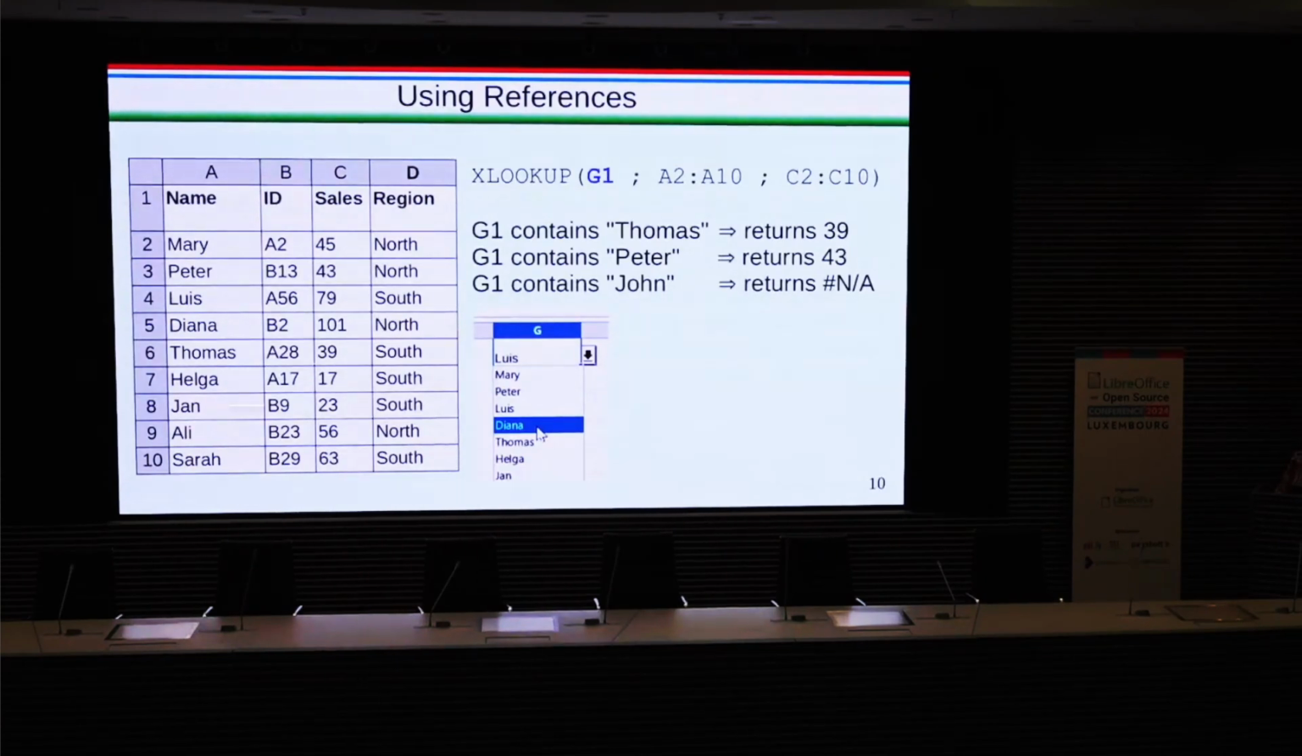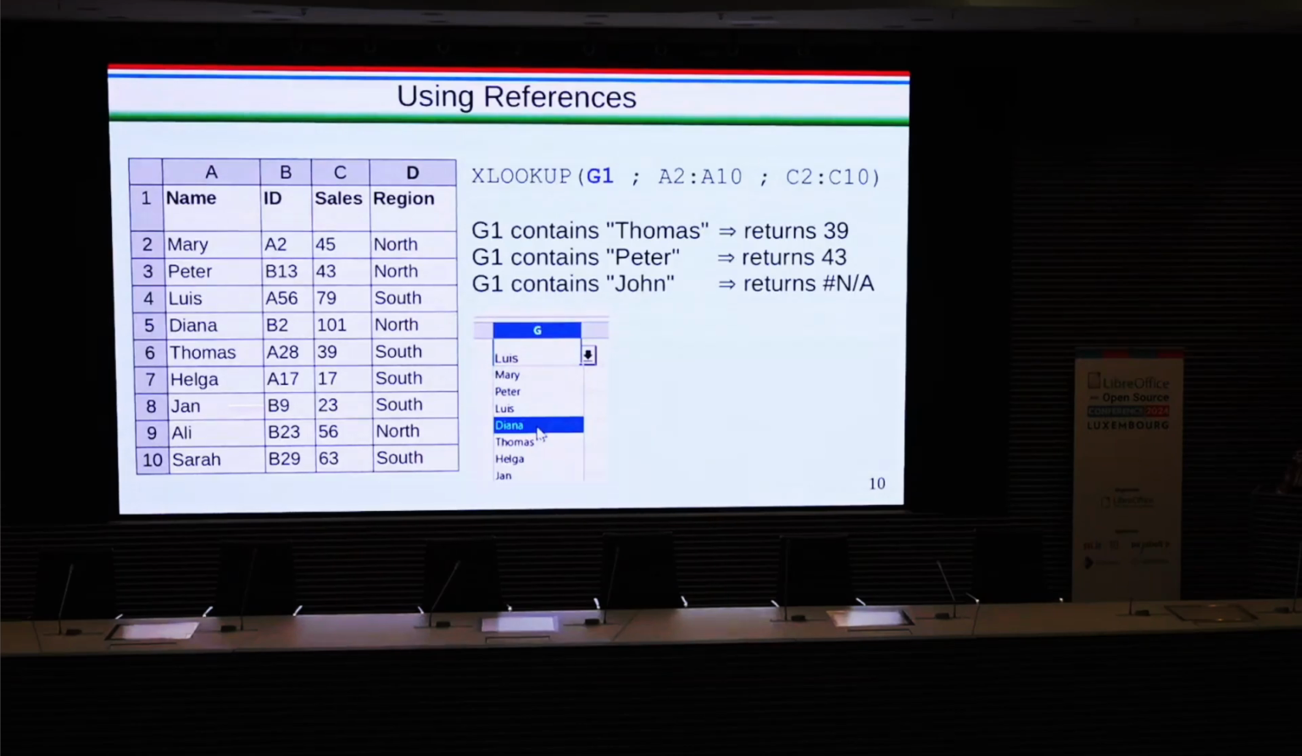Instead of using a direct cell range as parameter, you can of course use a reference. Here on the slides, you see example data on the left, and the search parameter is not given directly, but is given as G1. Depending on the content of cell G1, if it is Thomas, you get 39, and if it is John, then it is not contained, and you will get the not available error because the if not found parameter is omitted.